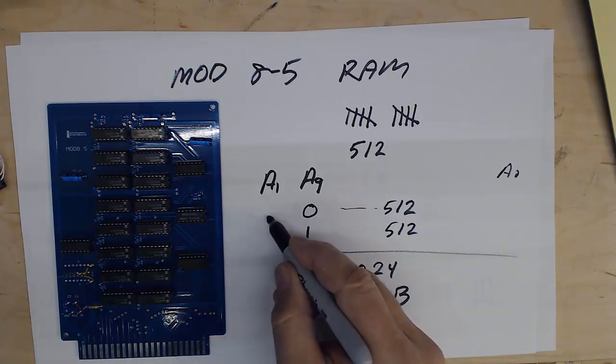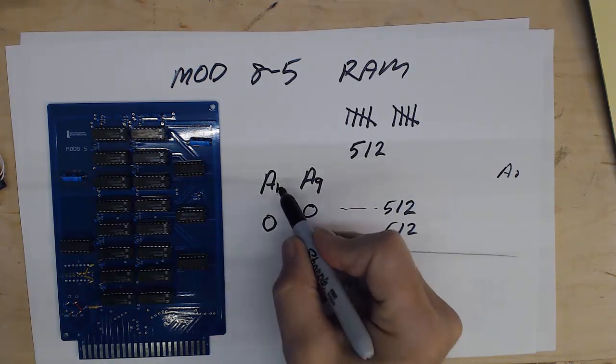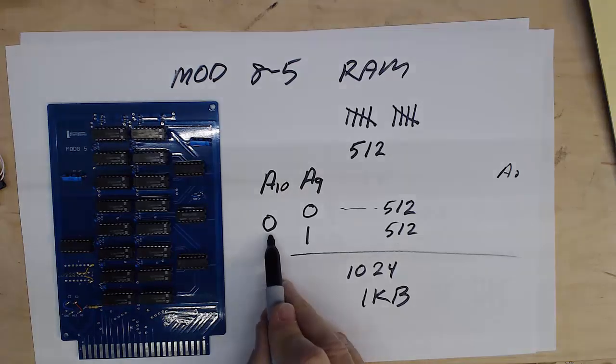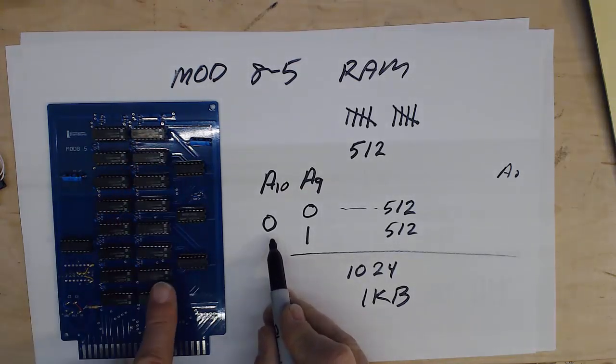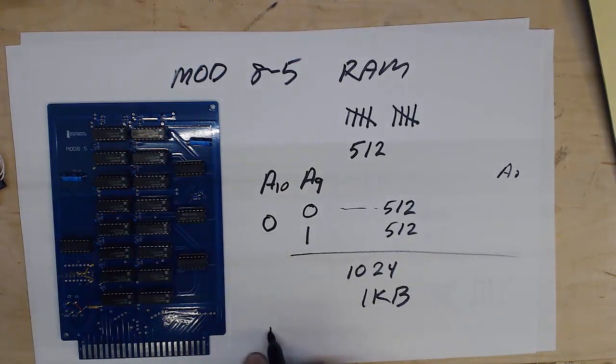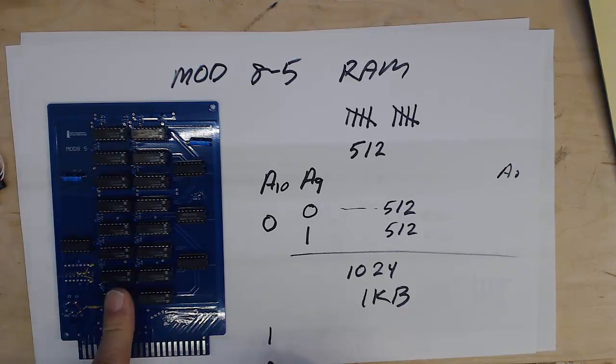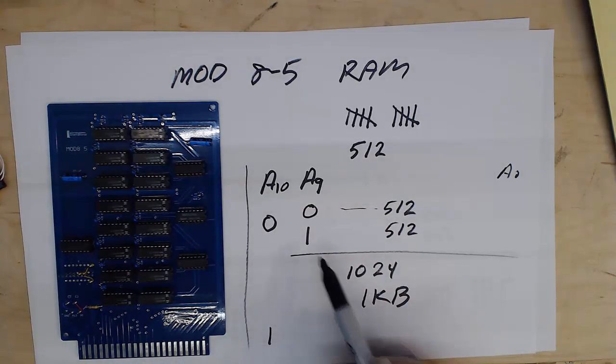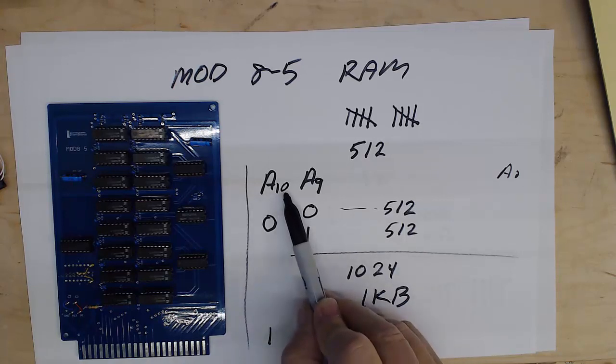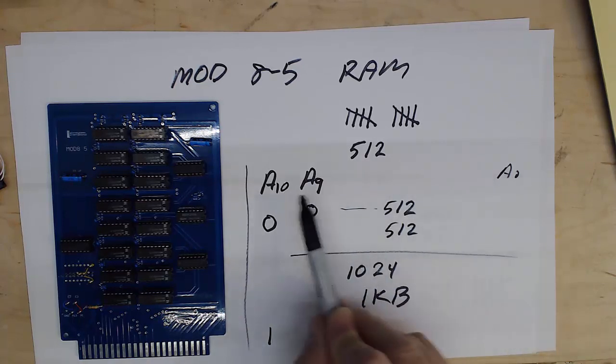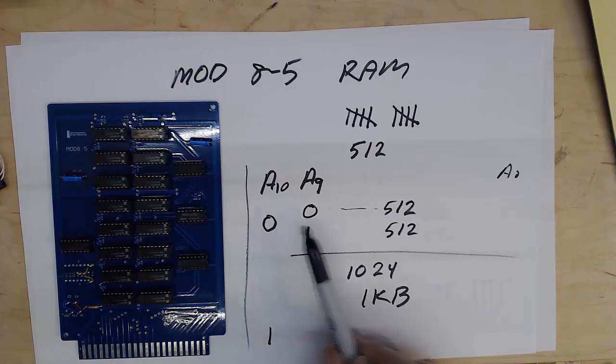So if A10 is 0, then that can be bank X, and if A10 were 1, that could be bank Y. So all totaled, we need addresses up to A10, so from A0 to A10, so 11 addresses to completely decode this board. And then we would just have to select this board just like we did on the 8.4 ROM board.